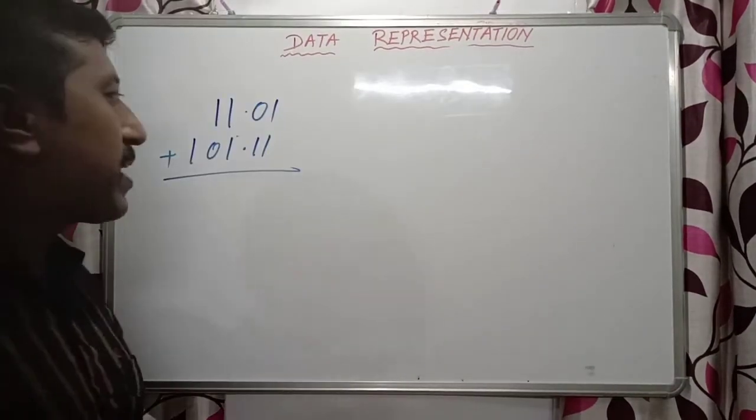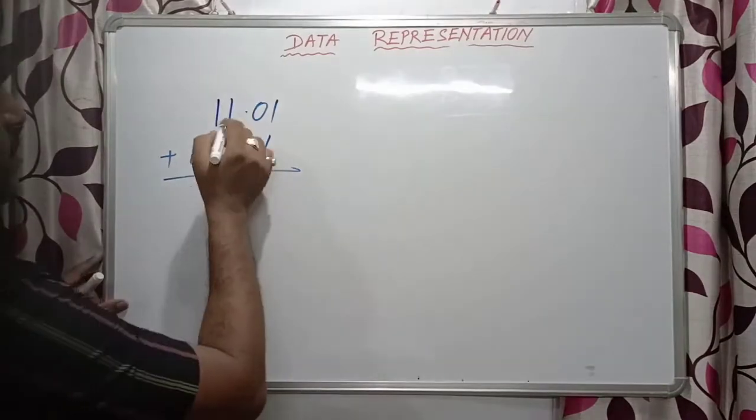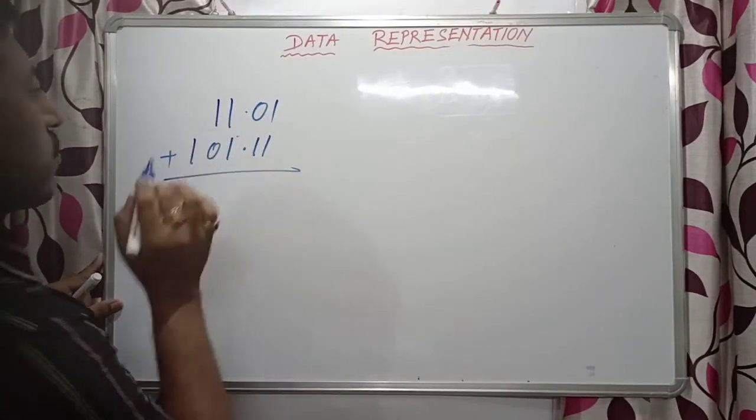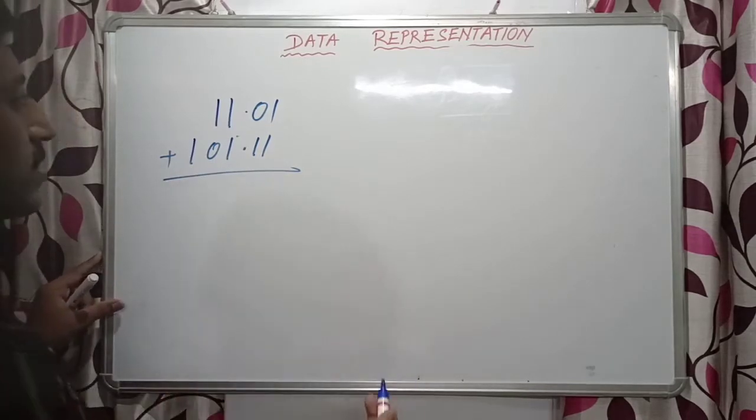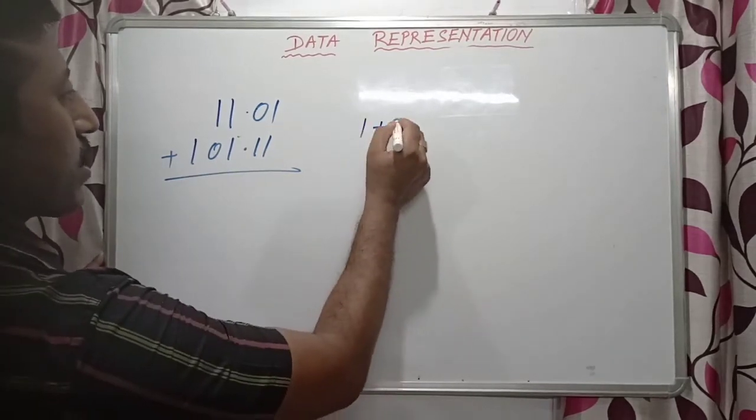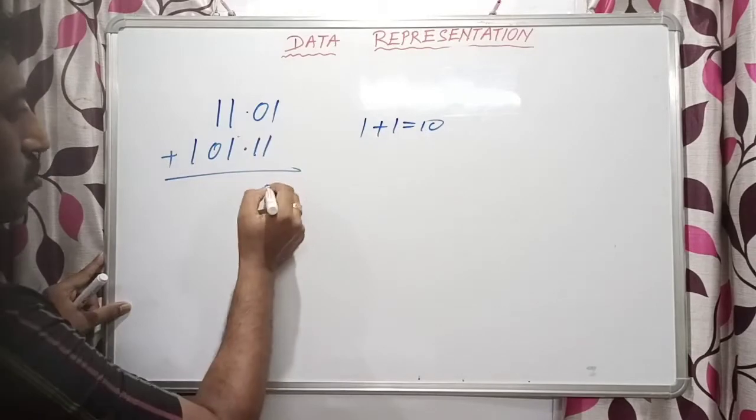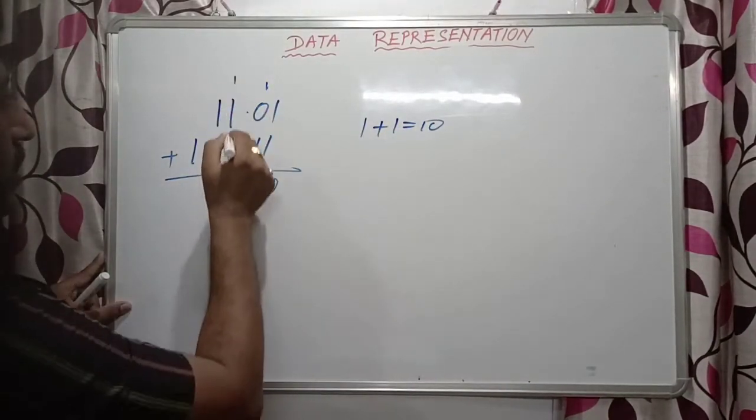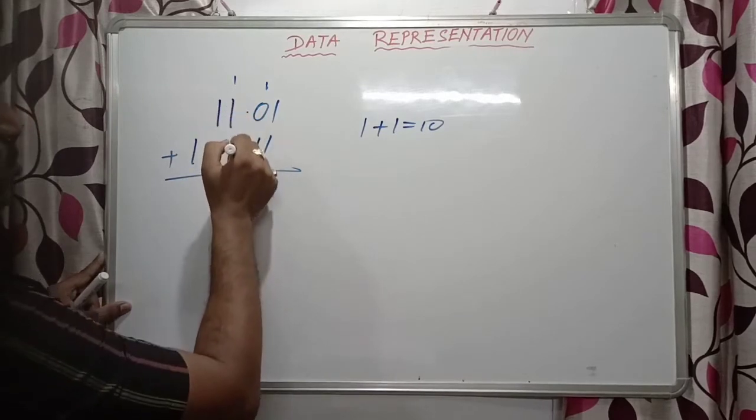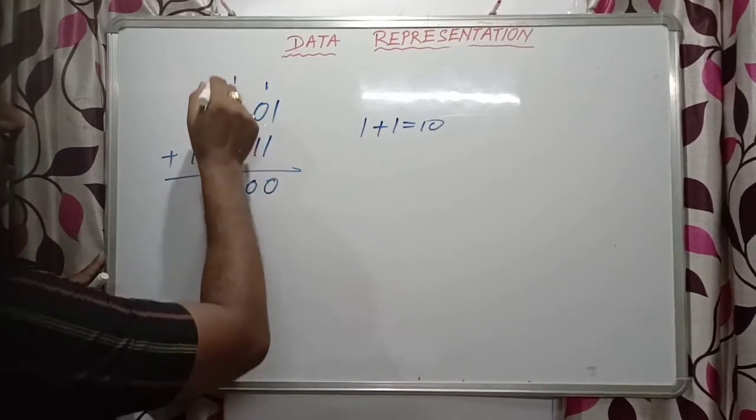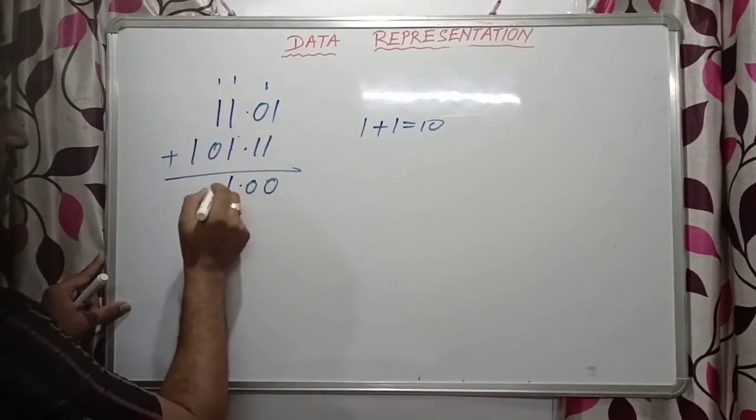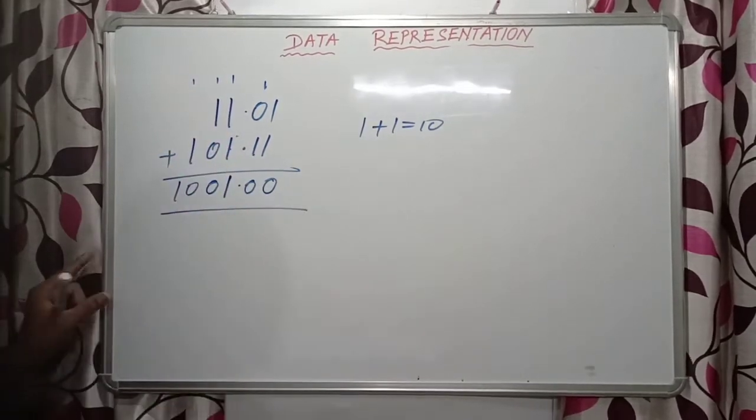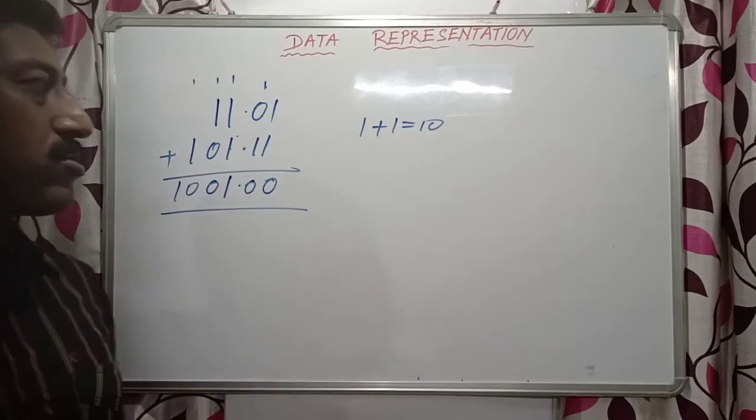One more example I have written here, just see. I have written 11.01 in decimal form, and another one I have written is 101.11. Just add them. Remember 1 plus 1 equals 10. So 1 plus 1 is 10, write 0 and carry 1. And 1 plus 1 is 10, write 0 and it will be 1. Then give the point here. 1 plus 1 is 10, plus 1 is 11, and here it will be 1. Then 1 plus 1 is 10, 0, it will be 1. 1 plus 1 is 10. So the output will be 1 0 0 1.00.